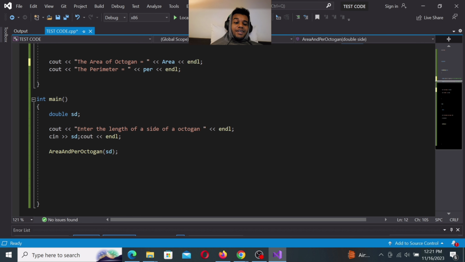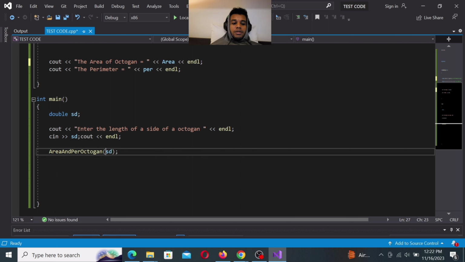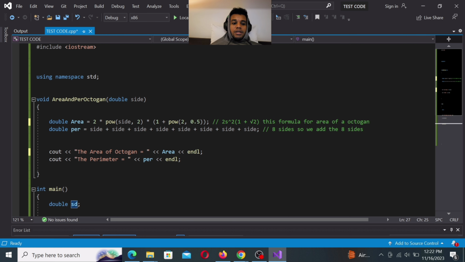But anyways, in the main function we're going to use a double value, we're just going to call it SD, and then we're going to cout enter the length of the side of the octagon. An octagon usually has equal sides, so we just say enter the length of the side. So we console input SD, and we also skip a line so we can have the answer under our question. So we're just going to call the function, area per octagon, and put in our double value of SD, which is our side.